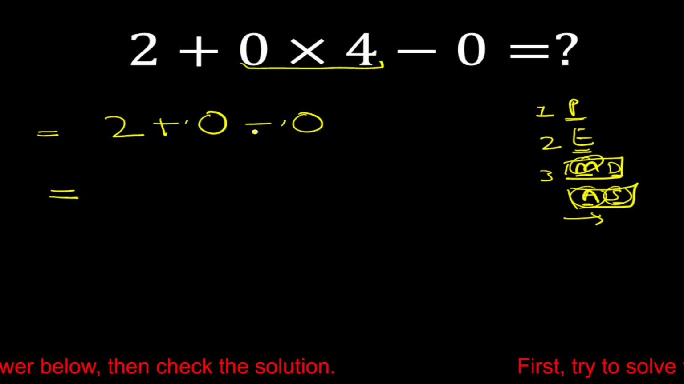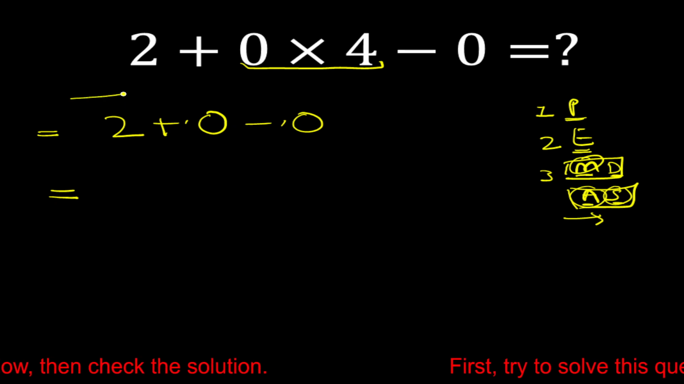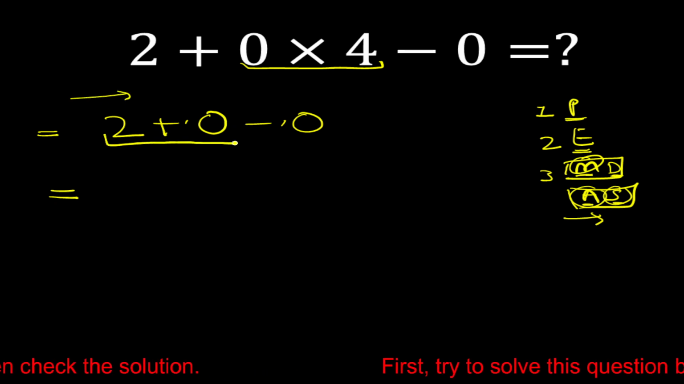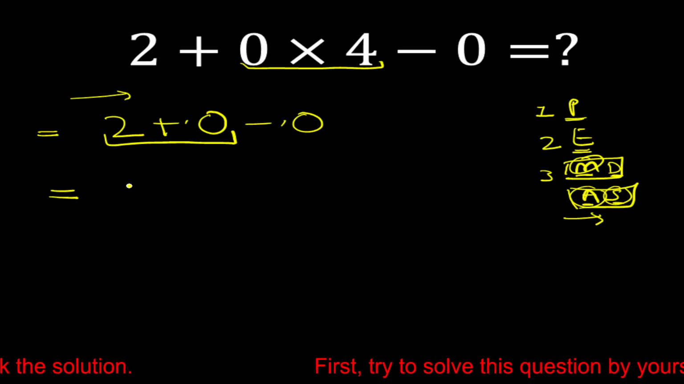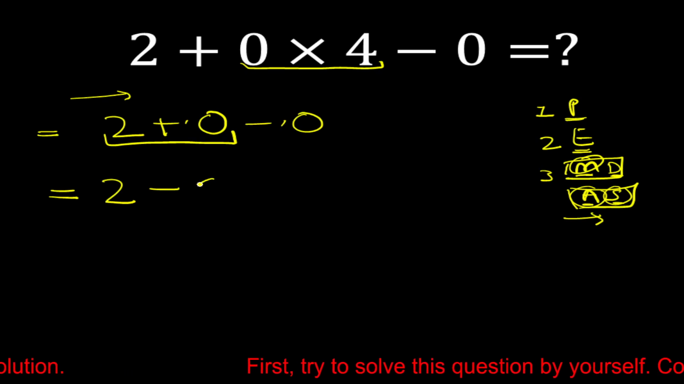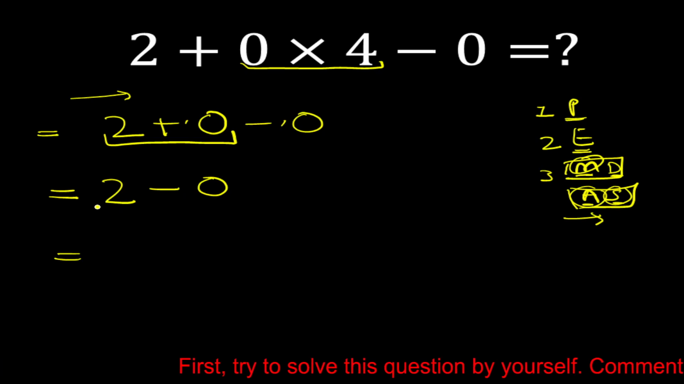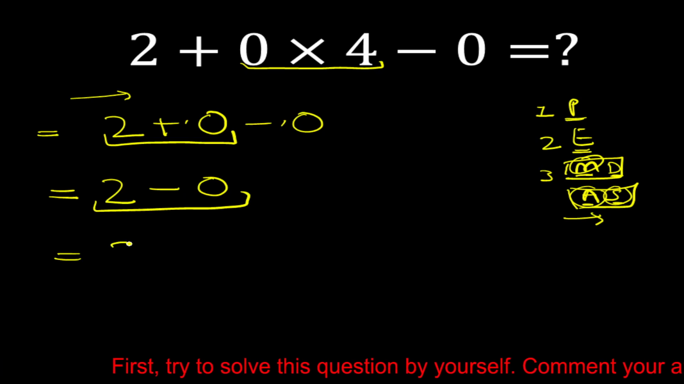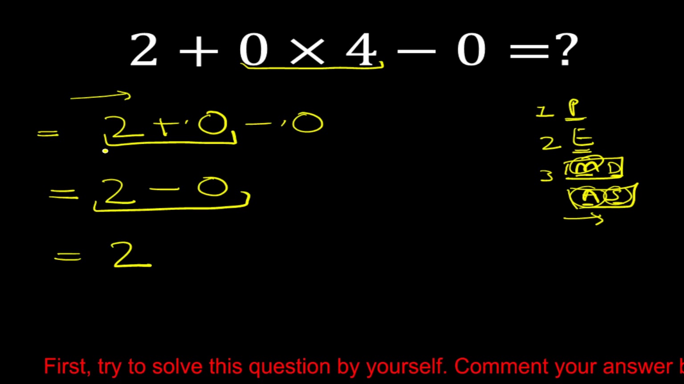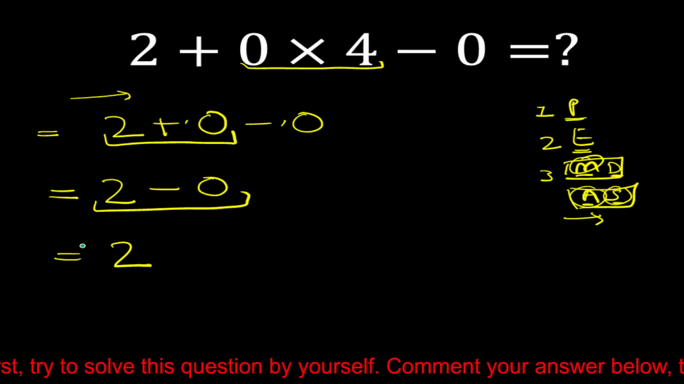Now addition and subtraction both have equal priority, so we have to solve it from left to right. So first we have to solve this part. 2 plus 0 is equal to 2 minus 0. Now 2 minus 0 is equal to 2. Therefore the correct answer is 2.